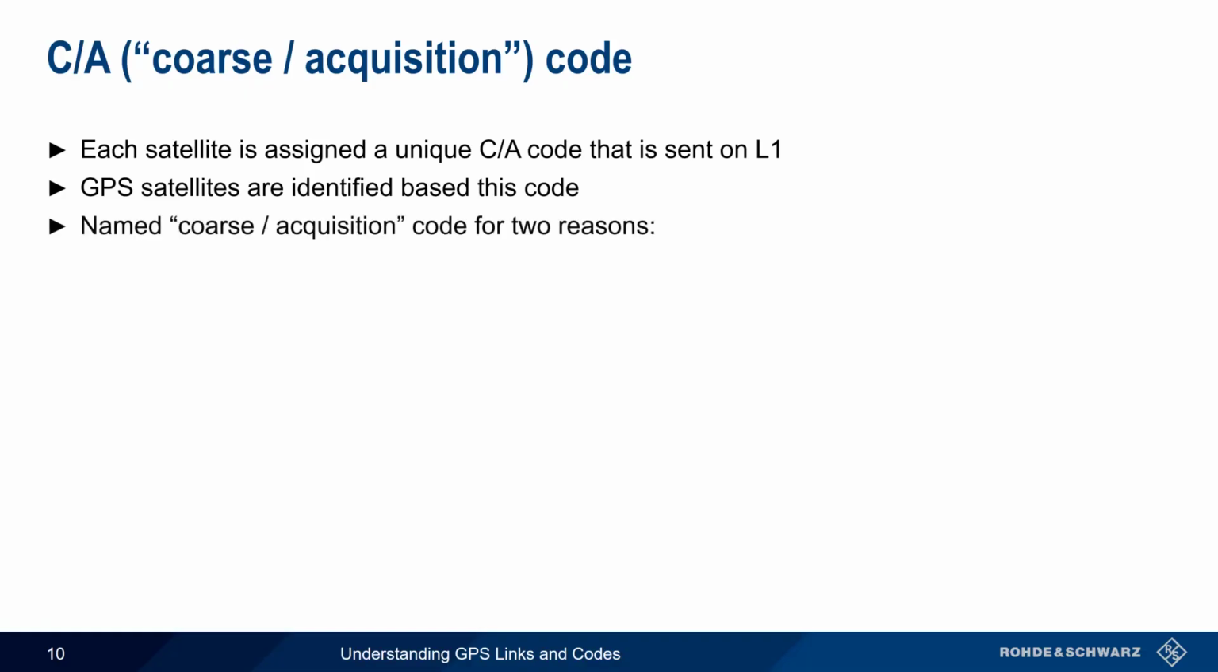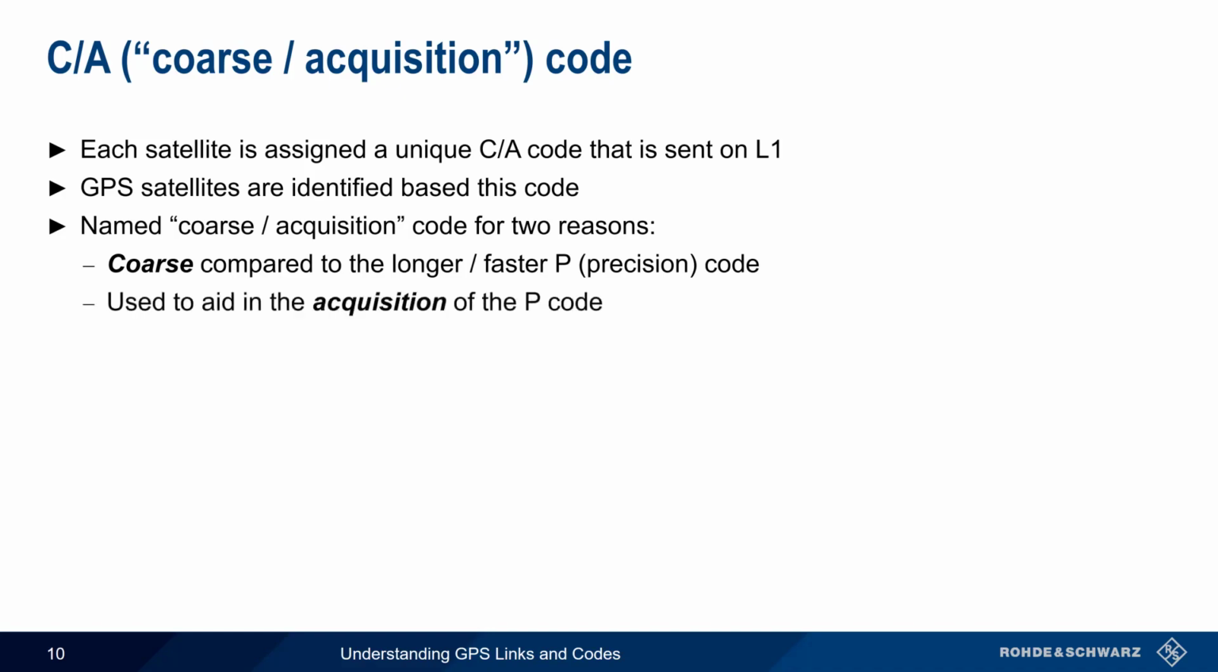We call these codes coarse acquisition for two reasons. First, they're called coarse because their slower rate and shorter code makes them less accurate than the higher rate and longer P, or precision, code. The acquisition part of the name comes from the fact that these codes aid in acquiring P code.